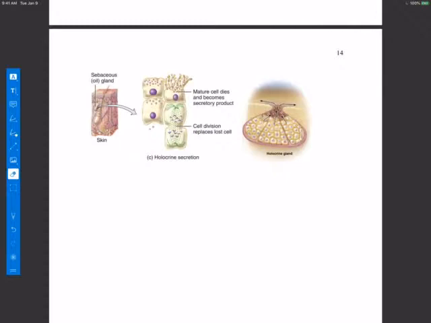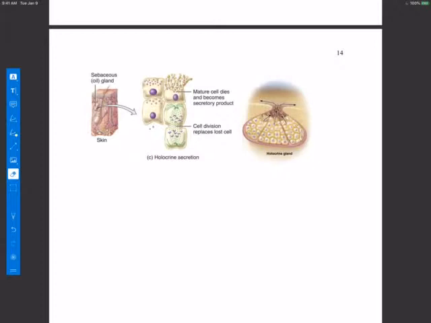So that was the third mode of secretion. You can see in this picture the sebaceous gland, for example. Sebaceous glands secrete oils or sebum, and they lubricate and protect the skin and the hair. They happen to be holocrine glands, so the glandular cell is destroyed after releasing its contents.